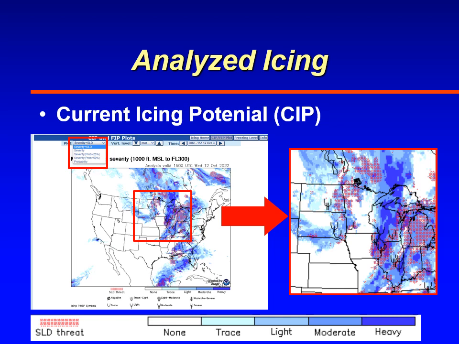Highlighting or zooming in on a region, looking at severity and SLDs, you can see that they have various shades of blue to indicate the intensity of icing, whether it's none, trace, light, moderate, or heavy. And then also the hatched red areas indicate where there are SLD threats.